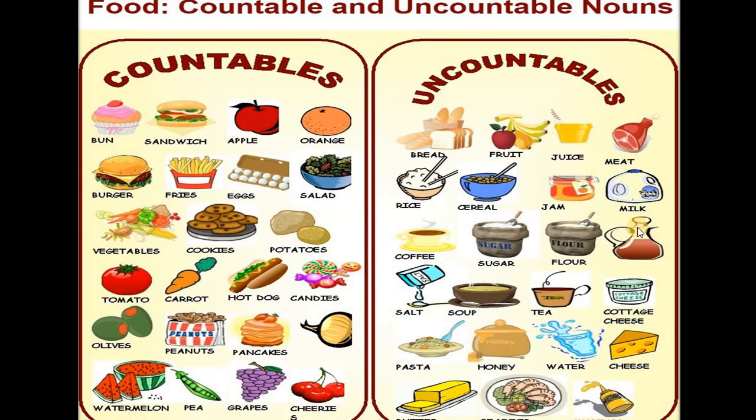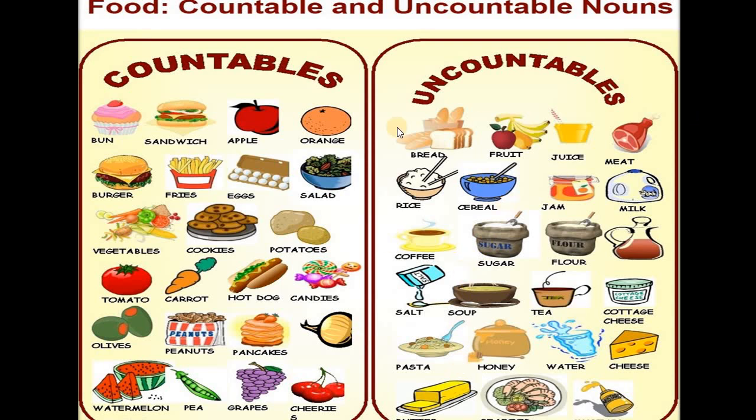Here we have more examples of countable and non-countable nouns. Let's have a look at countable nouns, like bun, sandwich, apple, eggs, fries, cookies, carrots, etc. And in the non-countable nouns we have bread, fruit, juice, cereal, salt, sugar, coffee, and so on.